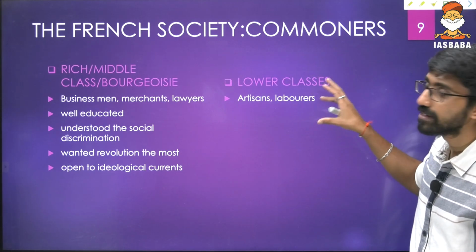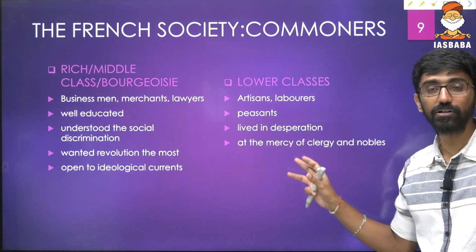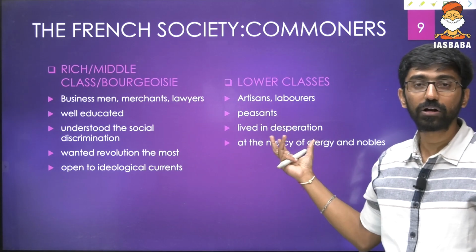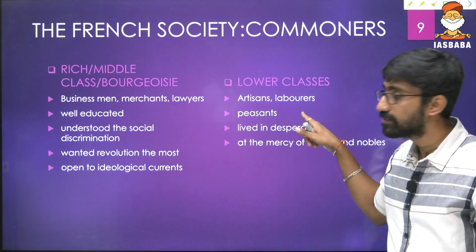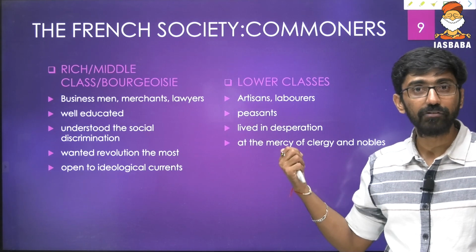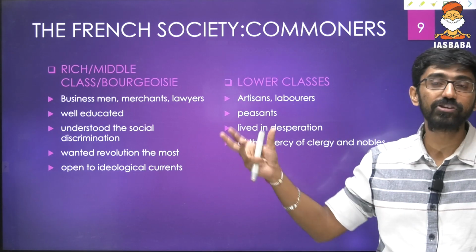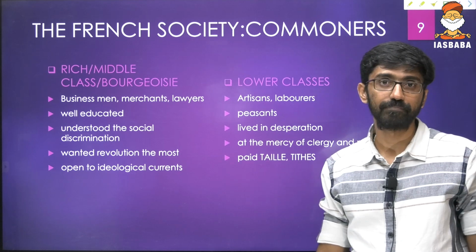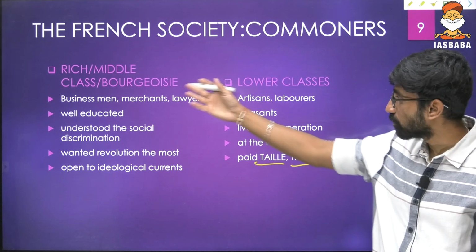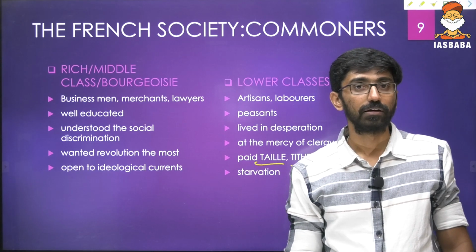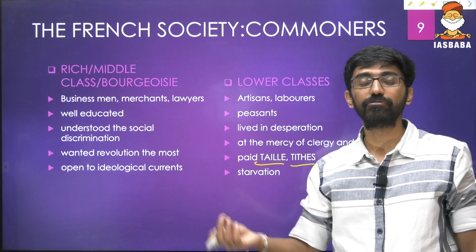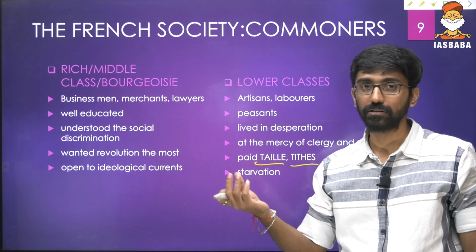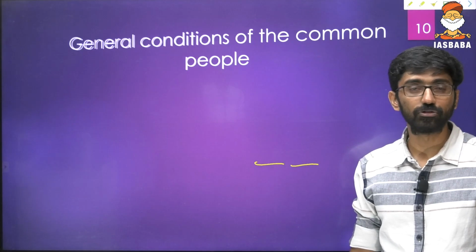And who are the lower classes? The artisans, laborers, peasants, we can say. They lived in desperation, and much of the taxation burden was on these two classes, of course. Lower classes also had to pay taxes. Within the commoners, this section was living in indignation. They lived in desperation at the mercy of the clergy and nobles. Come what may, these people had to pay taxes. And they are the ones who paid the stale and tithes. Of course, they also paid all other taxes. And they lived in starvation because there was a shortage of bread, the basic food in France during that point of time.